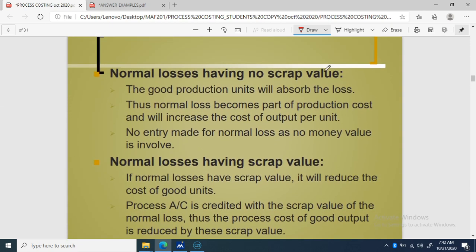As we said, there is scrap value and no scrap value. Normal losses having no scrap value: the good production units will absorb the loss. The output that you produce, excluding the losses, will absorb the cost of the losses. Thus normal loss becomes part of production cost and will increase the cost per unit. No entry is made for normal loss as no money value is involved, because there is no scrap value.